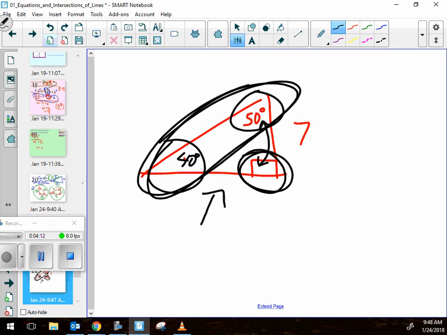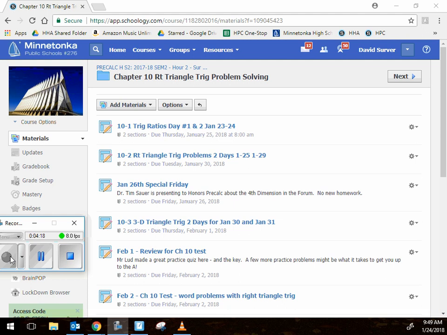Okay, I'm going to pause for a second while I pull up the right file off of Schoology. So here's what a Schoology page looks like, and you would be finding this one right here. Trig ratios day 1 and 2, January 23rd and 24th.